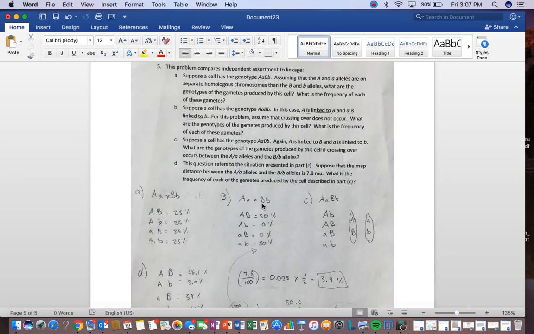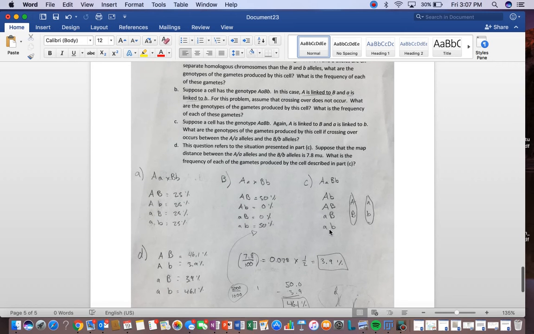So for part B, we notice that A is linked to B and little a is linked to little b. And so with this, if the gametes were to be produced and they were connected and there was no crossing over between them, the frequency would be just big A, big B, and that'd be 50%, and little a, little b, and that'd be 50%. And so big A, little b, and little a, big B will have 0%, just because there's no crossing over happening.